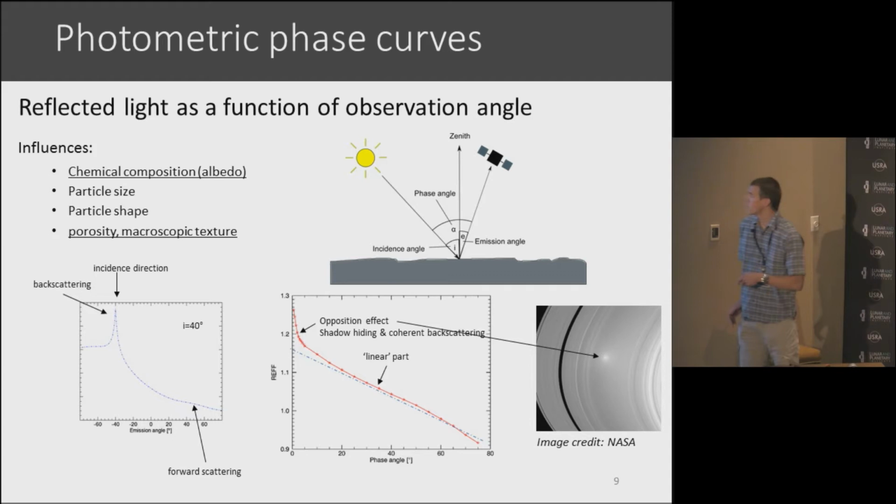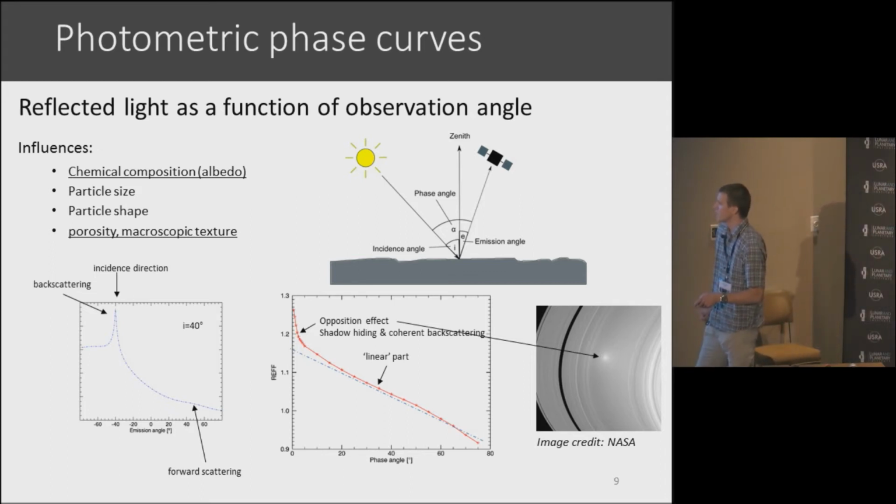So now to the photometric data. In photometry we usually deal with bidirectional reflections. So we have illumination from the sun on a spot on the surface, and we observe under a certain angle with the spacecraft, and the angle in between is the so-called phase angle.